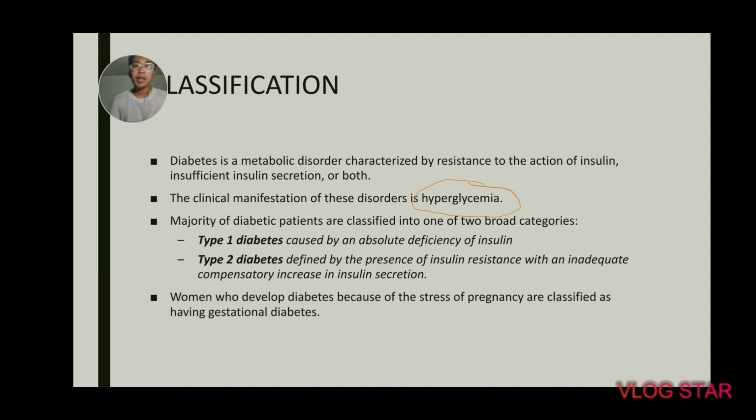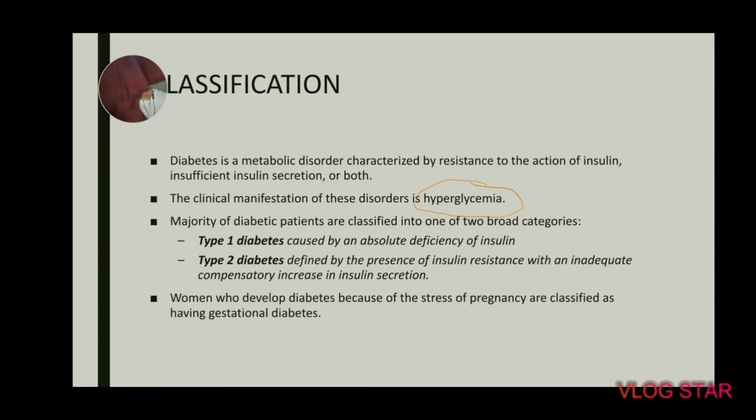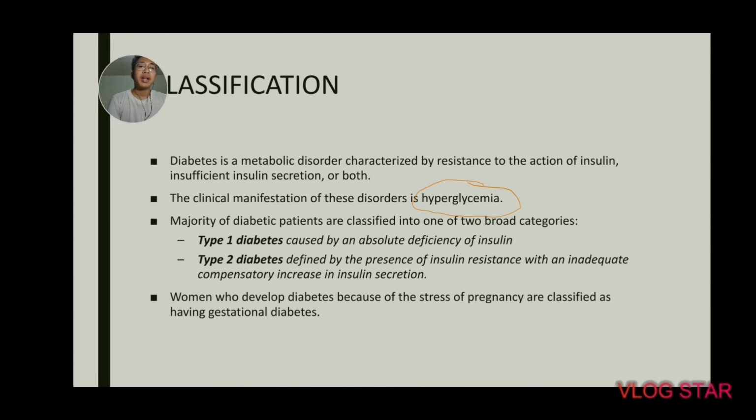The majority of diabetic patients are classified in one of two broad classifications, which are type 1 diabetes and type 2 diabetes. Type 1 is caused by an absolute deficiency of insulin, so there is little or no insulin produced by the pancreas. While type 2 diabetes is defined by the presence of insulin resistance with an inadequate compensatory increase in insulin secretion. Basically the difference between type 1 and type 2 is that in type 1, there is low or no insulin, while type 2 can produce insulin, but the body becomes resistant to it, so there's no effect.